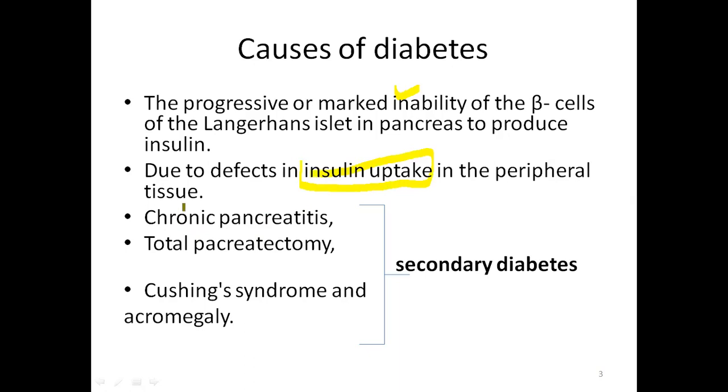As a result, there is glucose in the blood, which results in diabetes mellitus. Apart from these two main reasons, we have other causes associated with specific diseases, for example chronic pancreatitis or pancreatectomy, or even Cushing syndrome and acromegaly, which can also result in a diabetic condition. This condition we usually call secondary diabetes, but the major causes are the inability of the beta cells to produce insulin, or defects in insulin uptake by the peripheral tissues. These are the two main causes of diabetes mellitus.